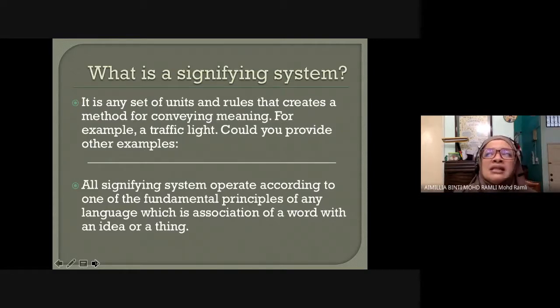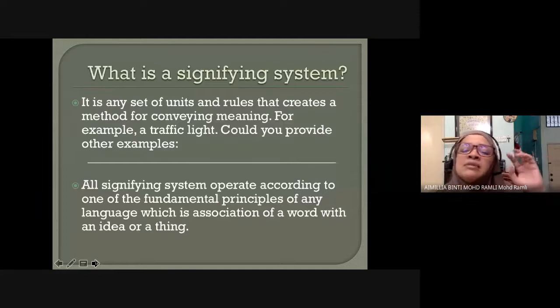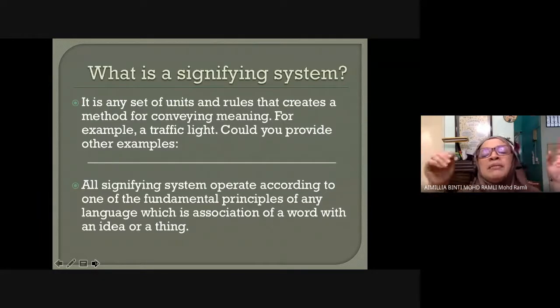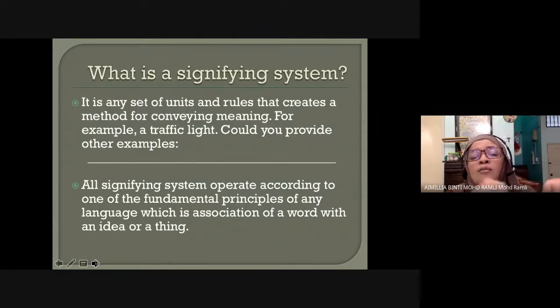Other signifying systems can be the traffic on the roads. You find different signs for different traffic conditions. Okay, that is another signifying system. So all signifying systems operate according to one of the fundamental principles of any language, which is an association of a word with an idea or a thing. A word is a signifier. An idea or concept is a signified.